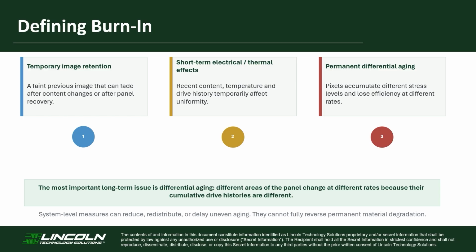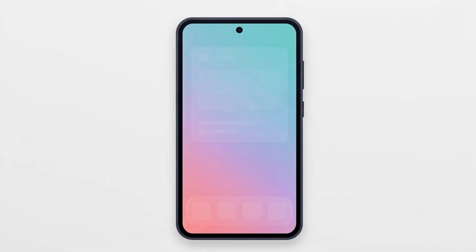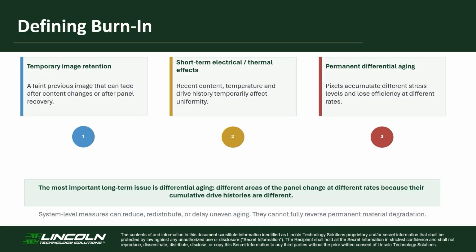The term burn-in is often used to describe several different effects. The first is temporary image retention. A faint previous image may remain visible for a period of time but can fade after the content changes or the panel recovers. The second category includes short-term electrical or thermal effects. Recent drive history and temperature can temporarily affect uniformity.